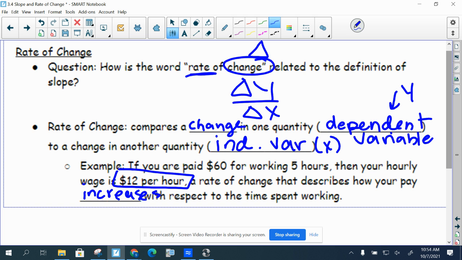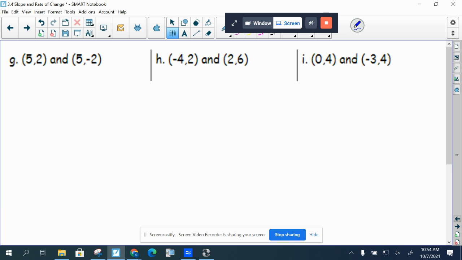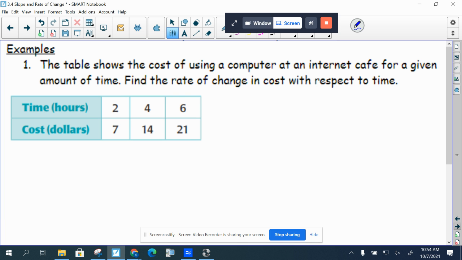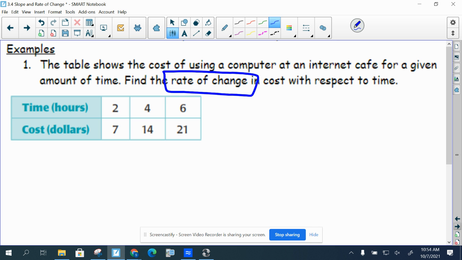And so we can calculate the rate of change of real world situations because we know how to find the slope. The thing we need to do though is to convert. So we have this information in the table, we just need to convert it to points so that we can find the slope. So the table shows the cost of using a computer at an internet cafe for a given amount of time. Find the rate of change in cost with respect to time. And so this is increasing at a constant rate. And if we wanted to find the rate of change, we would have to find the slope. So whenever you see rate of change, I put a box or underline this and say slope. It's asking you to find the slope.